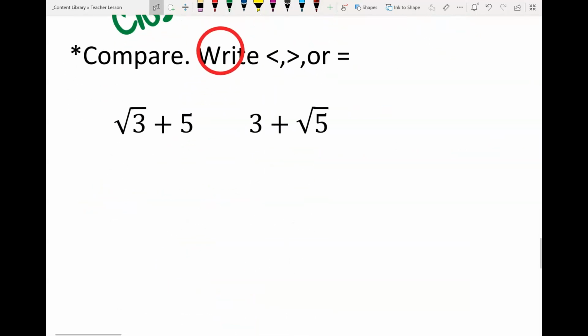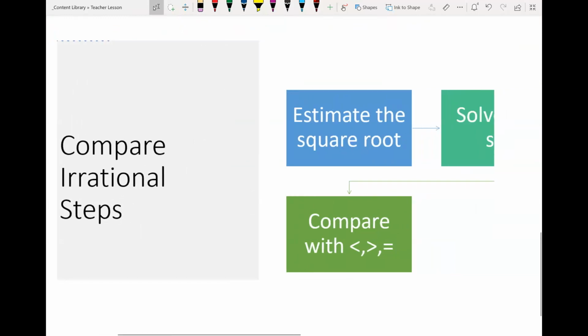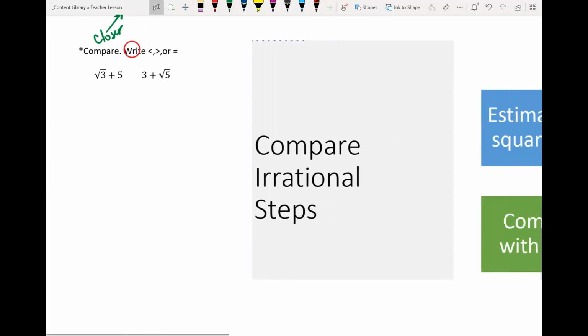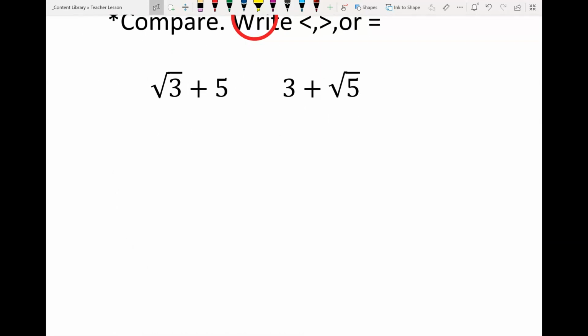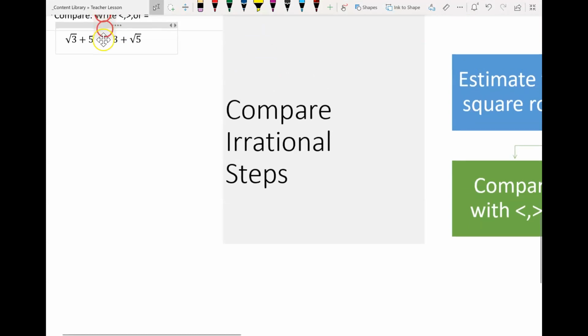Now we're going to compare today. And to compare, here are your steps. First, you want to estimate the square root. Now solve each side and then compare. And let's take a look. We have the square root of 3 plus 5. I made a mistake here. That circle should have been right here between those two.